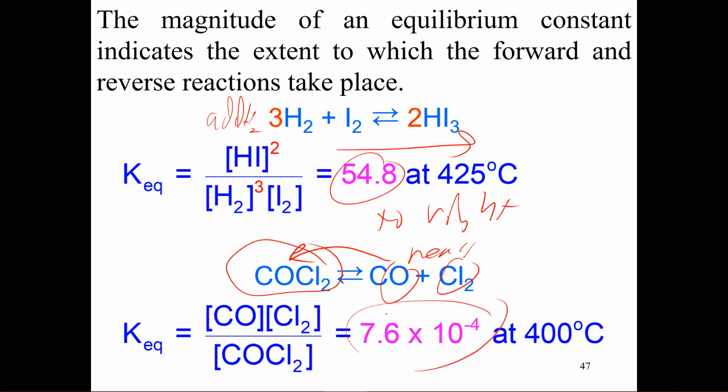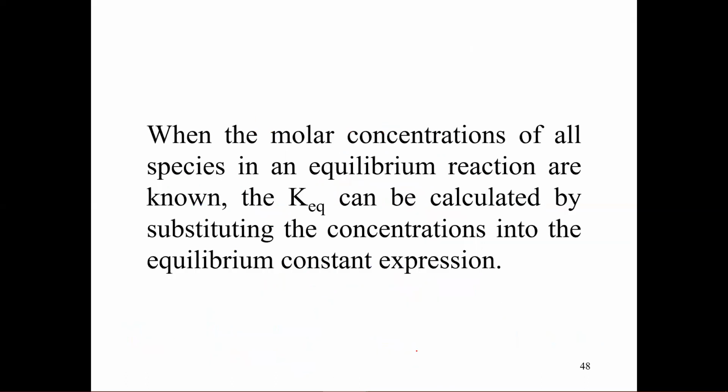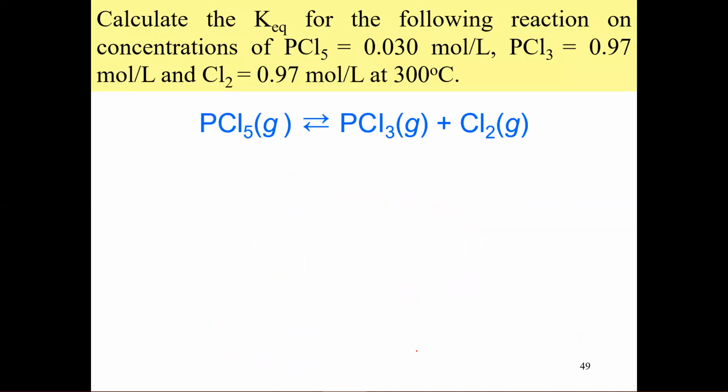And that's why that's a very low number, because you're dividing by a big number. This is small and this is very big. So that's a very low number there. At equilibrium, more reactant than products exist there. When the molar concentrations of all the species in an equilibrium reaction are known, the Keq can be calculated by substituting the concentrations into the equilibrium expression.